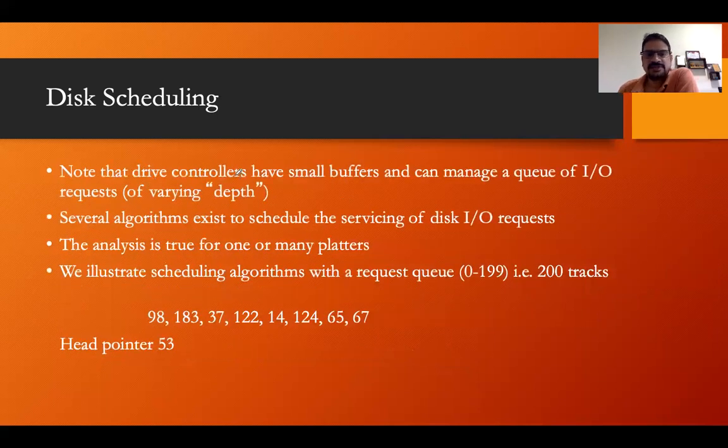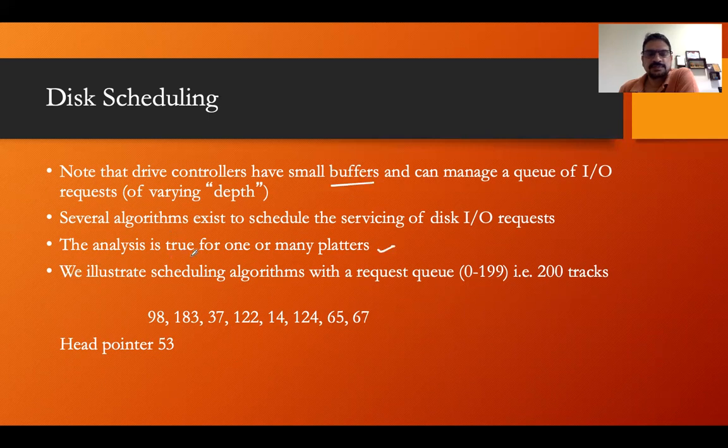Note that the drive controller has a small buffer and can manage the queue of I/O requests. So the operating system maintains it in the drive controller. So we have the controller of the disk that has the buffer, and that buffer is used to manage the queue. Several algorithms exist to schedule the servicing of the disk I/O requests. The analysis is true for one or many platters.